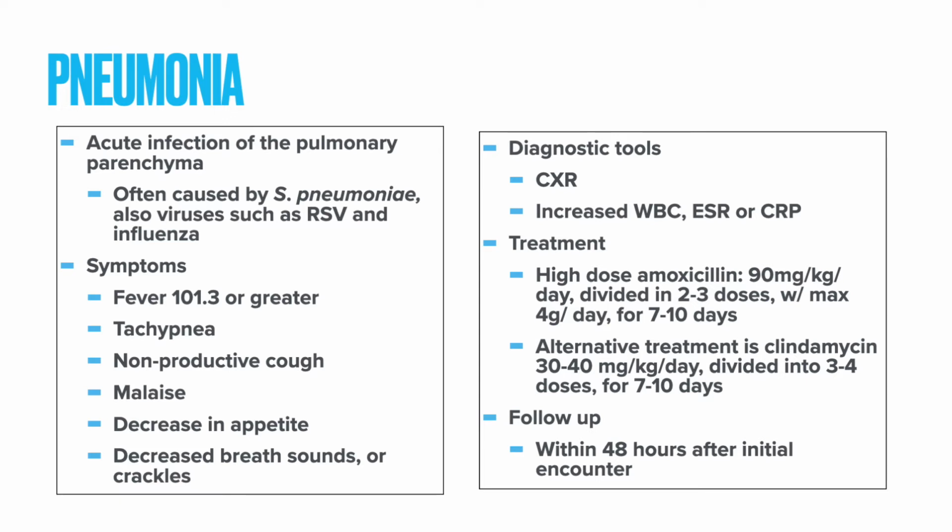If the patient's not improving in 48 hours, then you should consider changing antibiotics, as the pneumonia may be caused by a penicillin-resistant strep pneumonia. If this is suspected, then clindamycin is an appropriate alternative.